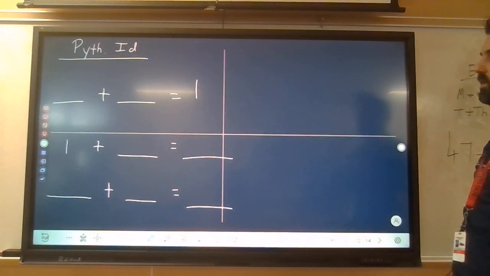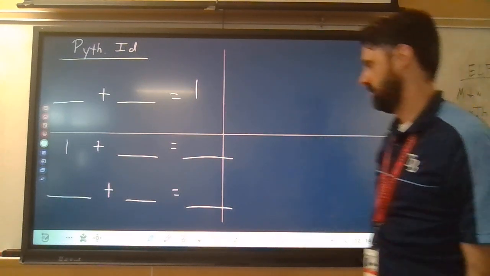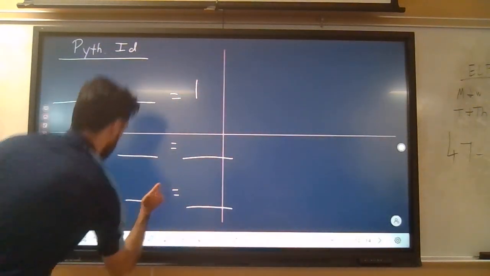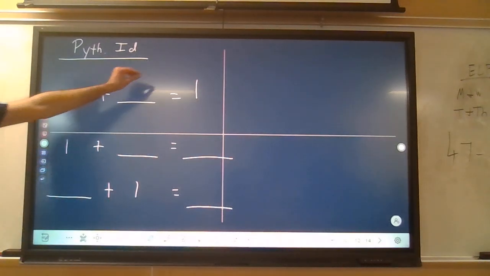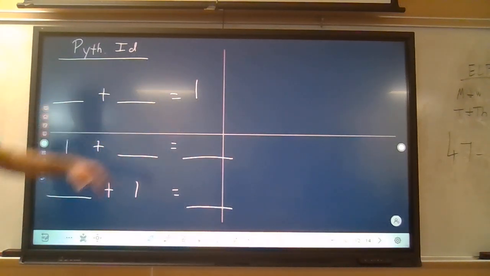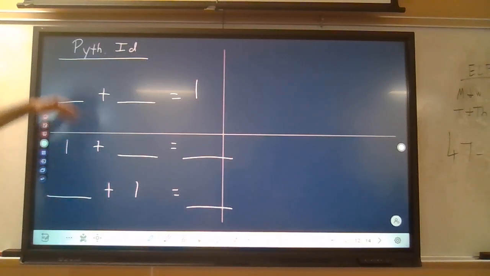All right, Pythagorean identities are going to be fill in the blank. I meant to put this as a 1. It's supposed to be a 1 here. So you've got blank plus blank equals 1, 1 plus blank equals blank, and then I've got the 1 right here. And these need to all be different. Don't just reorganize stuff here.